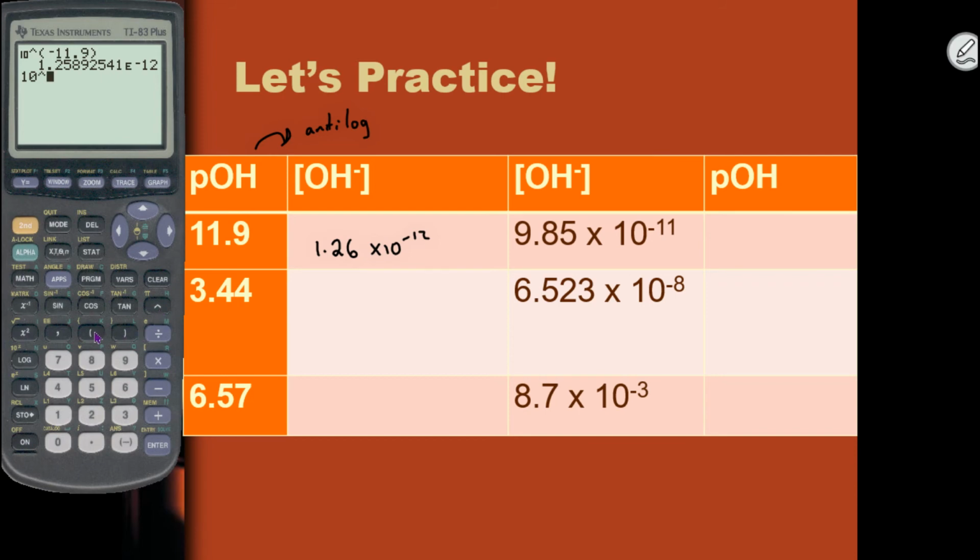10 raised to the power of -3.44 is 3.63 times 10 to the -4th. And then, once again, to the power of -6.57. We always make it negative. 2.69 times 10 to the negative 7th. Let's scoot on over.